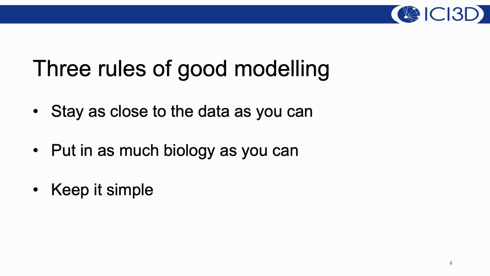And this leads us to three basically good rules of modeling. The first is that you stay as close to the data as you can. So you get a set of data, and basically you're going to be trying to explain what's going on. What you have to do is think first, last, and always about the data. How can we make sure that the model that we've got actually gives us a decent representation of the data?